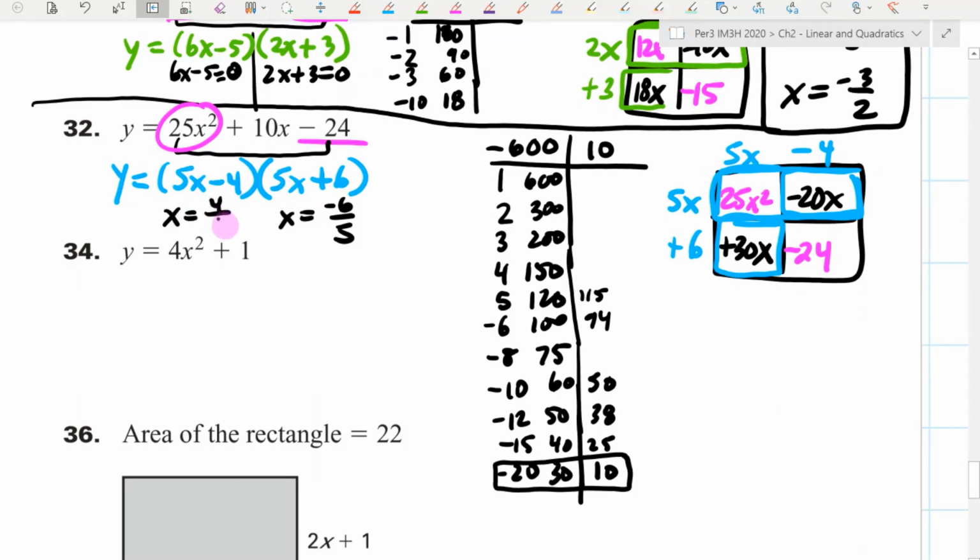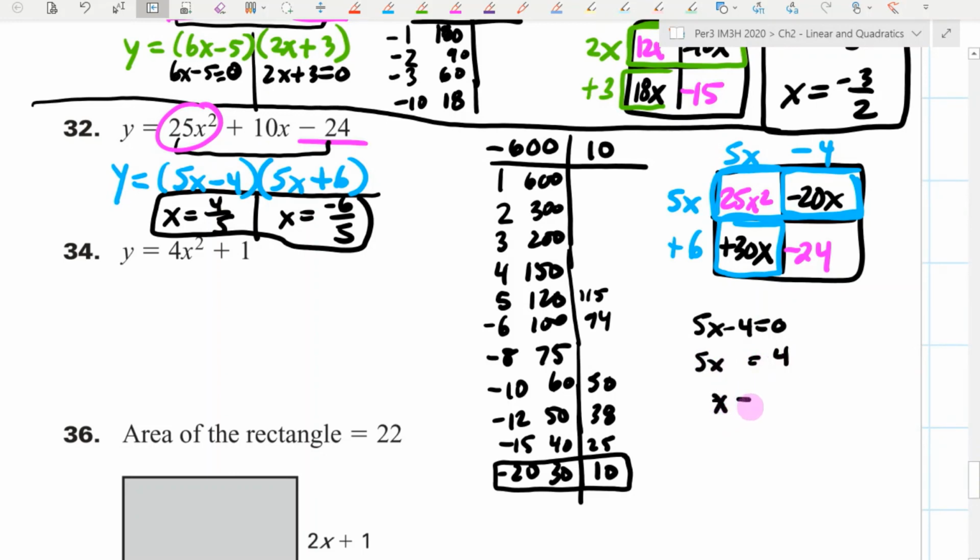Again, to solve those, I don't think that's really the problem that you guys are having. It's the factoring, but you would do 5x minus 4 is equal to 0. So you would add 4 to both sides, and then you would divide by 5. For the second one, you would do 5x plus 6 equals 0. You would subtract 6 from both sides, and then you would divide by 5.